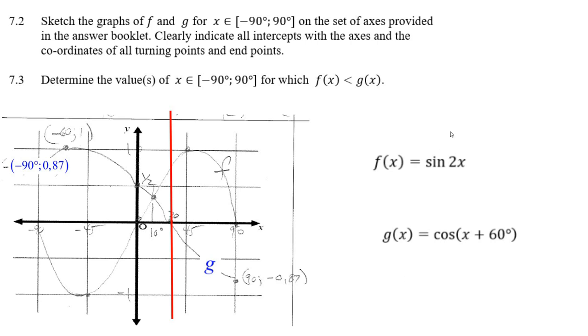Now let's take a look at f. f's got this sine of 2x. So normally the graph of sine has a period of 360 degrees. So you divide 360 degrees by 2. The new period is 180 degrees. So it should take 180 degrees to go through a complete wave.